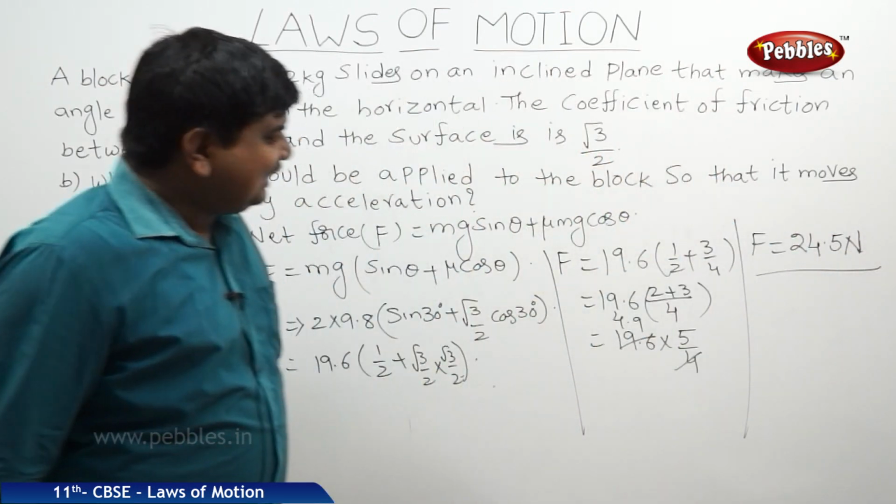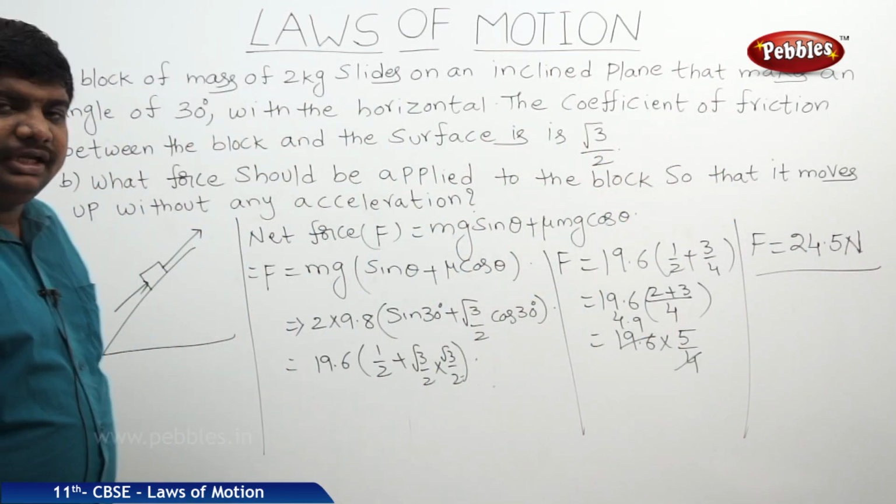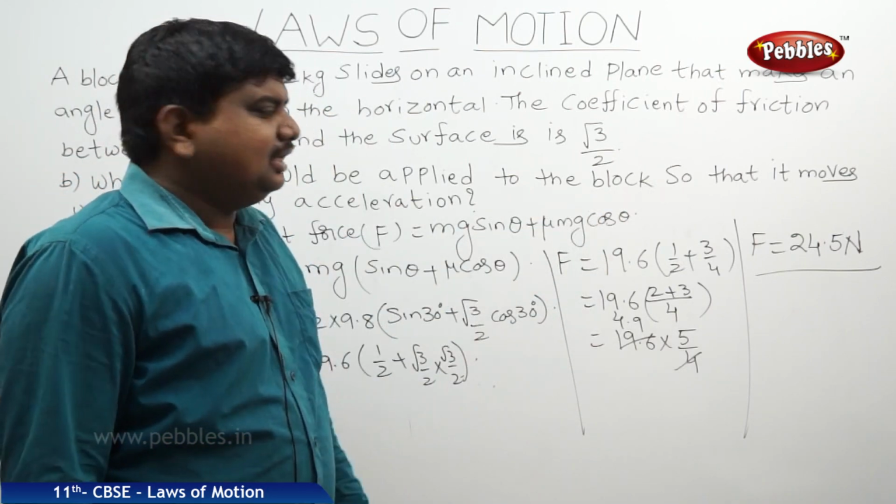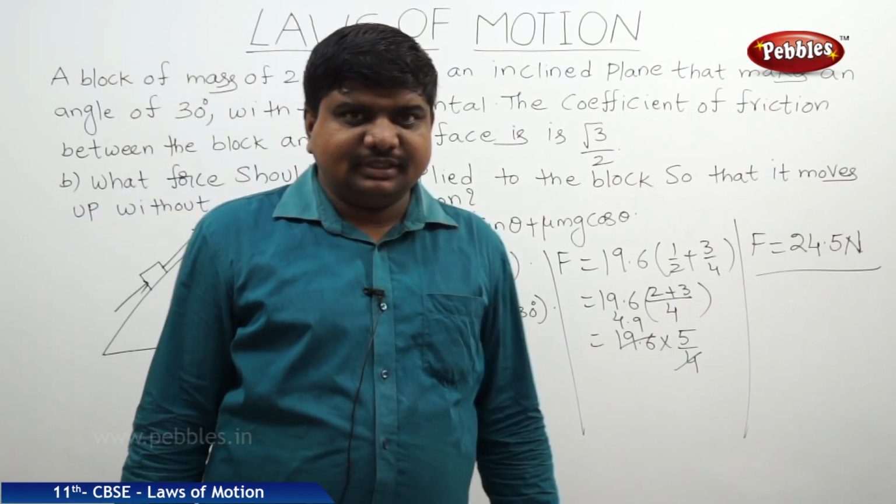So if the body is sliding down, the force should be 4.9 newtons. If the body is moving up, the force should be 24.5 newtons.